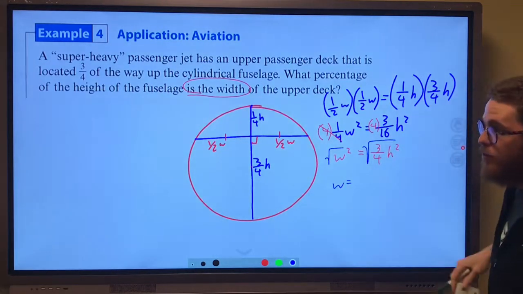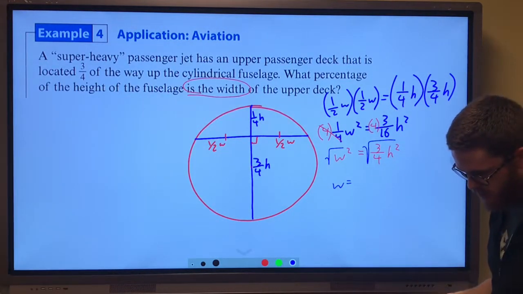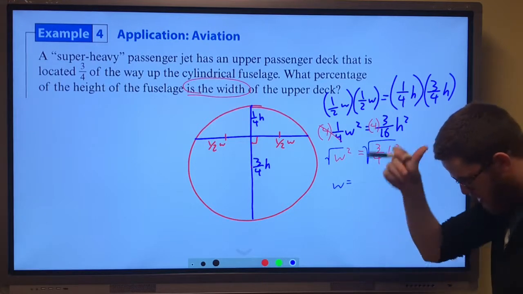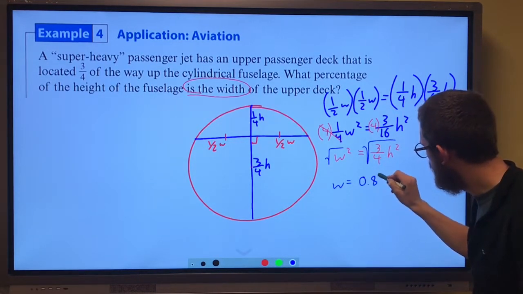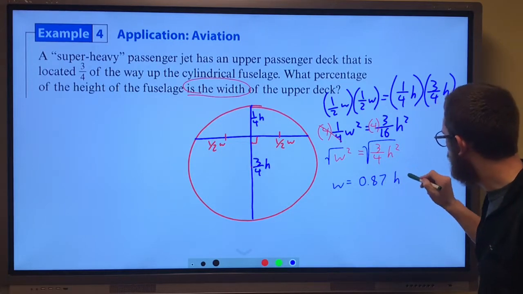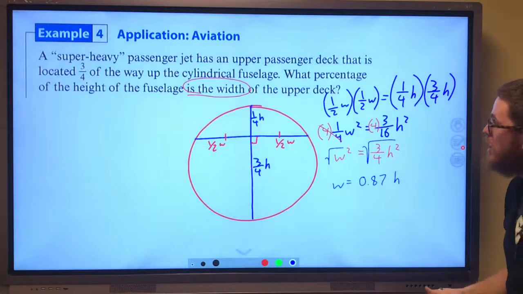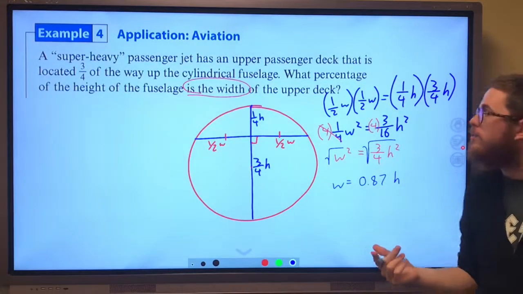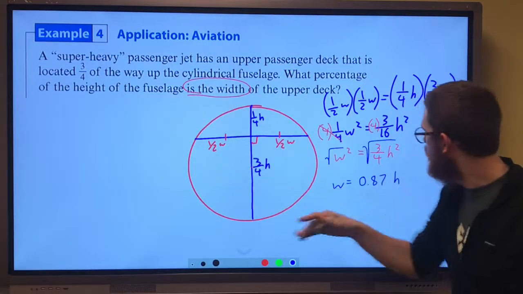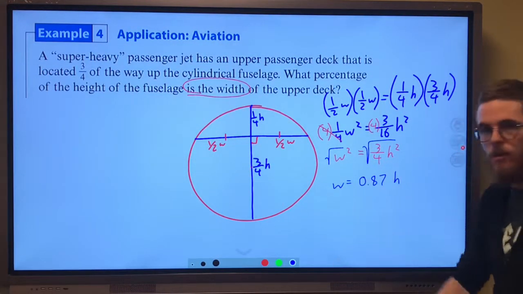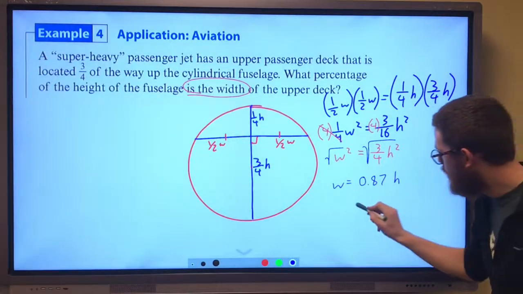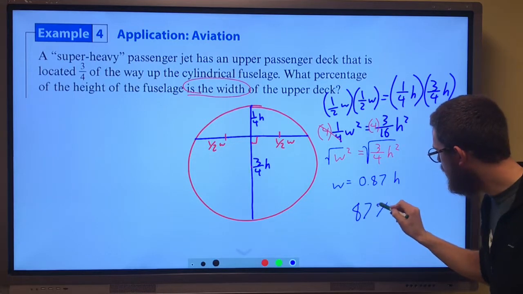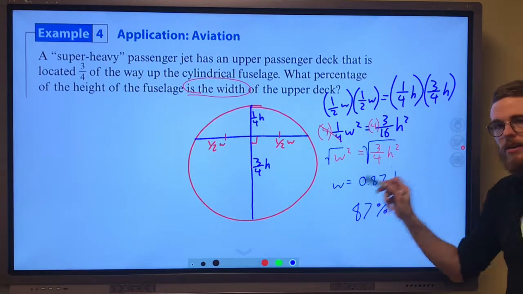The square root of 3/4 is about 0.87. The square root of H squared is H. Well, we've really already found our answer. What percentage of the height is the width? Well, 0.87 times the height means 87% of the height is the width.